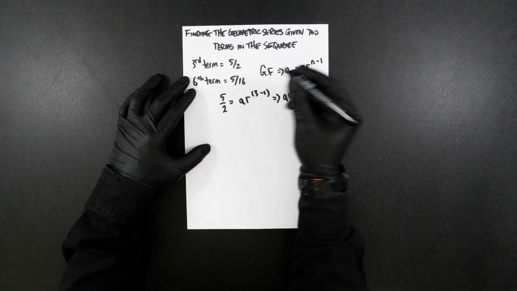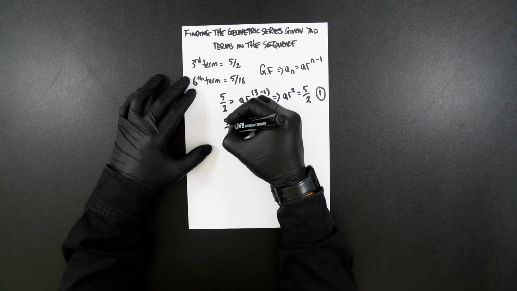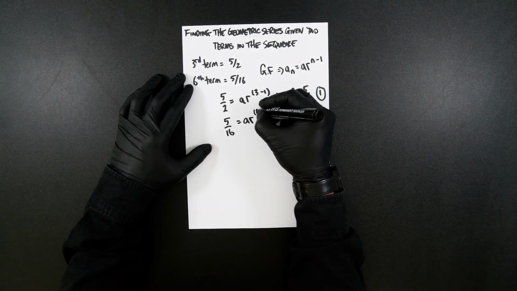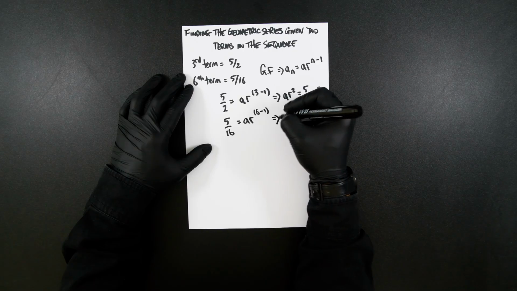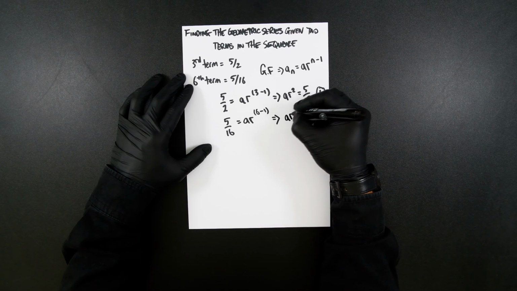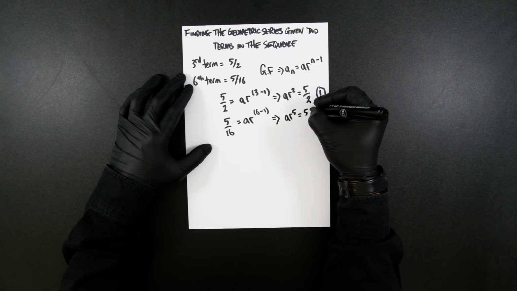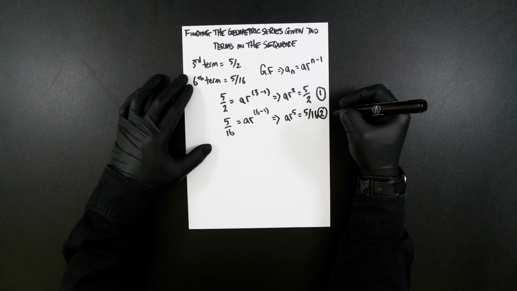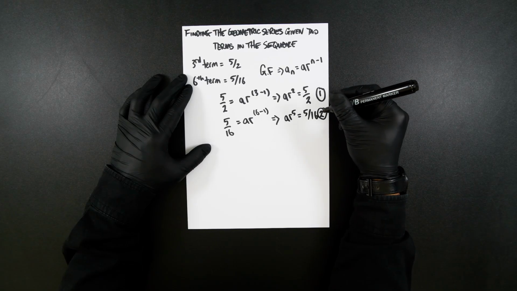And let's do the next one. 5 over 16 is going to be ar^(n-1), and it's the sixth term, so 6 minus 1. So therefore, that's going to be ar^5, which equals 5 over 16. That's equation number 2, the second equation.